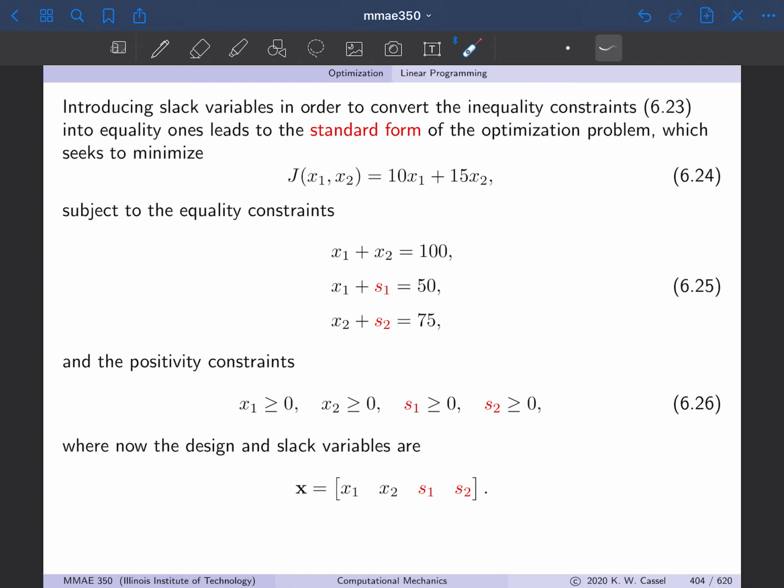All right, so putting it in standard form, here is our objective function. Again, no different than before. You could add plus 0 times s1 if you want, plus 0 times s2 if you'd like, but of course that doesn't make it any different. Now we have 3 equality constraints, the original one and the 2 inequality constraints that have been converted into equality constraints using the slack variables.